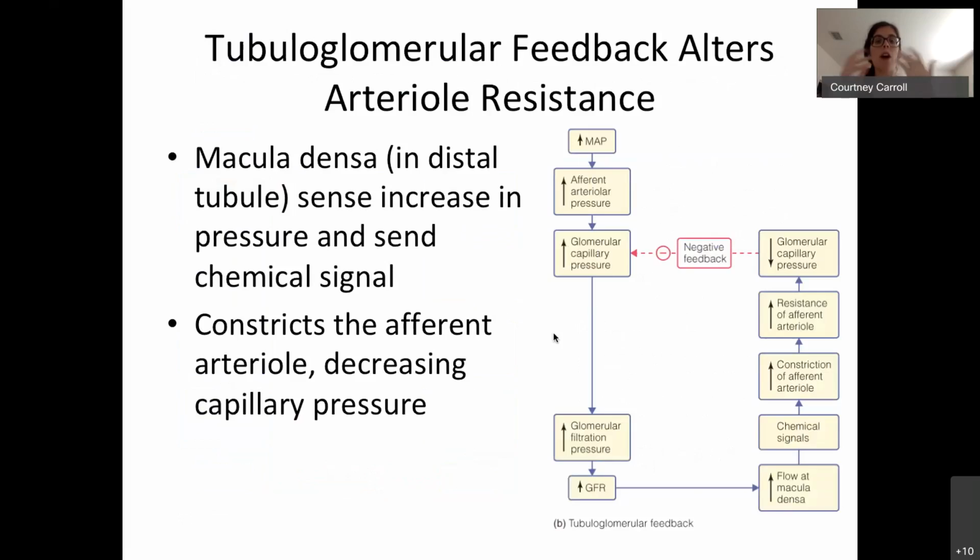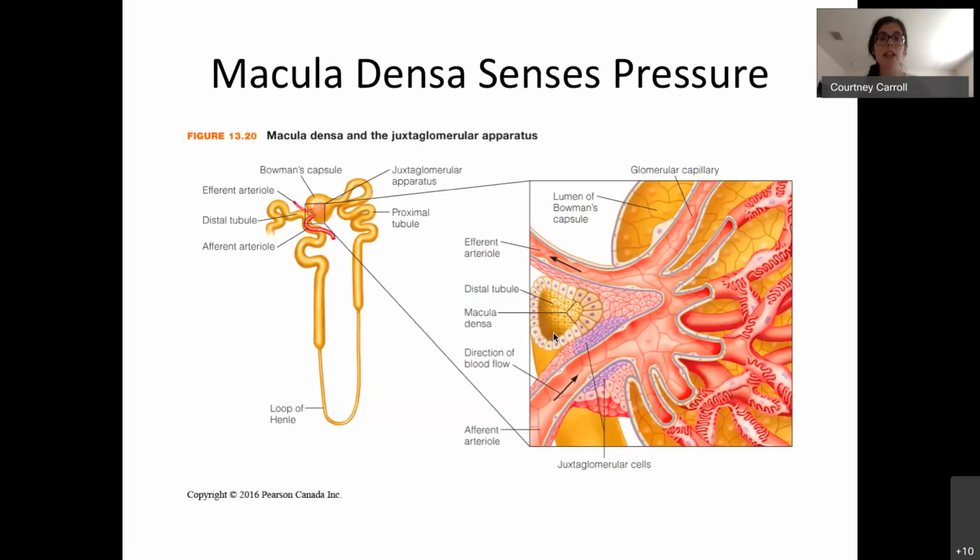Okay. We also can have our tubulo-glomerular feedback, which will change the resistance at the arteriole. So the macula densa cells, those important cells in the distal tubule that we talked about, will sense an increase in pressure, and they'll send out a chemical signal that will constrict the arteriole again and decrease that pressure. So small things that can happen. Macula densa, again, this is that complicated juxtaglomerular apparatus area where we got arterioles, we got the glomerulus, we got this distal tubule with these specialized cells all coming together. Make sure you have a picture of that in your head when you're moving forward.